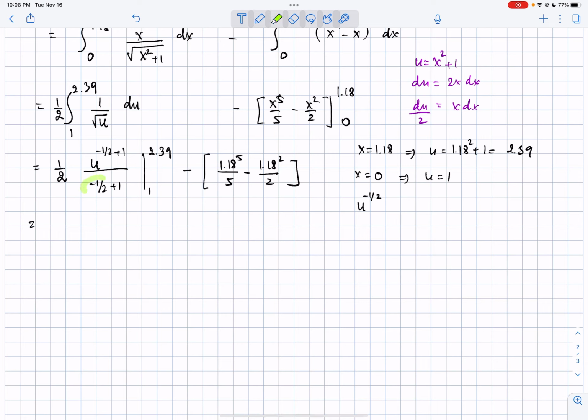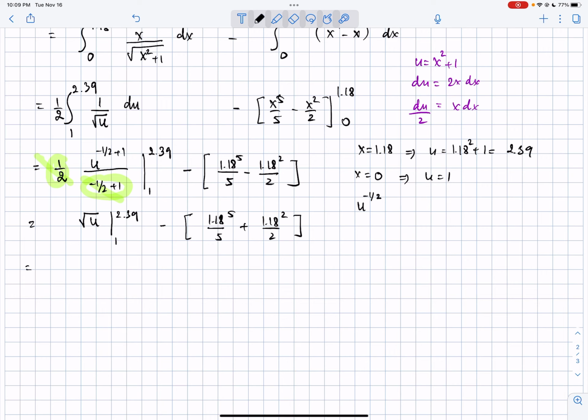Okay, so this number is 1/2, and we have this 1/2 right here, so we can cancel. So this is just square root of u, evaluated from 1 to 2.39, and then minus 1.18 to the fifth divided by 5 plus 1.18 squared divided by 2.